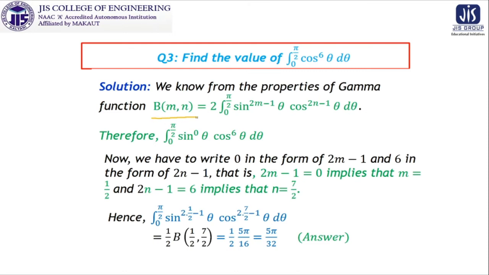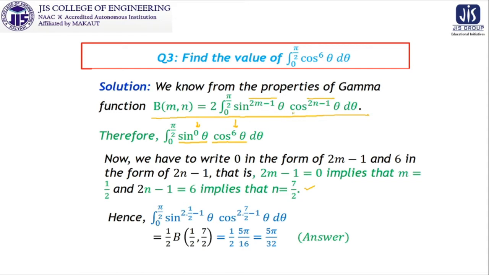We know the relationship between beta(m, n) and the sine and cosine functions. So if I compare this one as sine to the power 0 theta and cos to the power 6 theta, this 0 will be equated to 2m minus 1 and this 6 will be equated to 2n minus 1. So 2m minus 1 equal to 0 gives m equal to half, and 2n minus 1 equal to 6 gives n equal to 7 by 2.